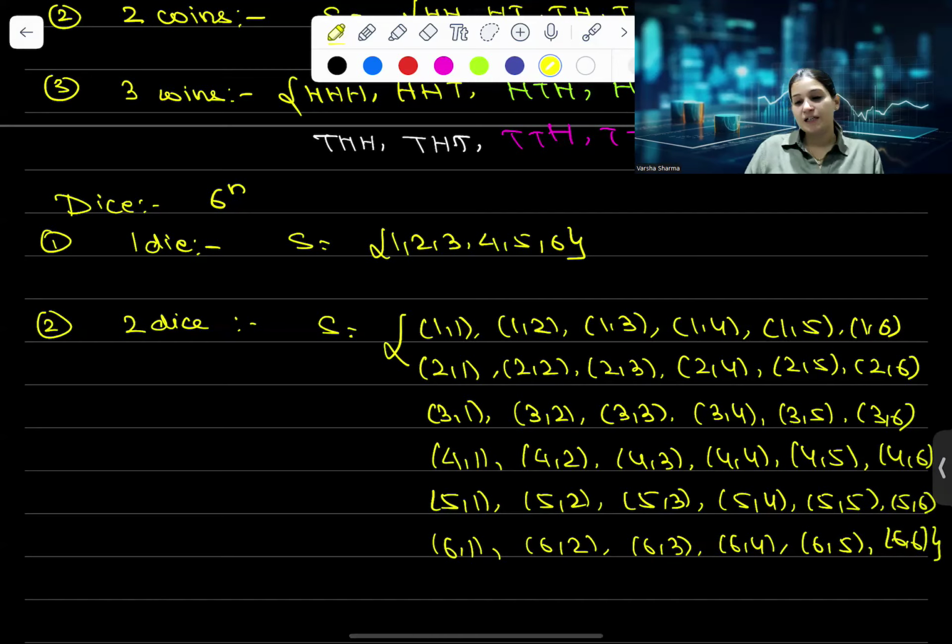From this, you tell me how many times 2 appears? Once. Only once. Once means exactly once. In how many elements does 2 appear exactly once? Count. 2 appears once.